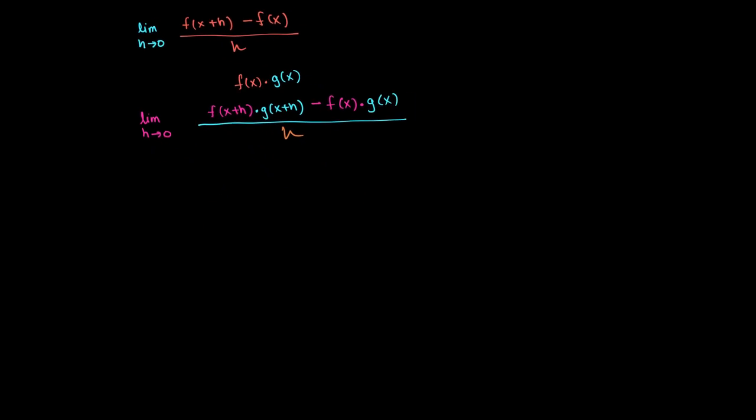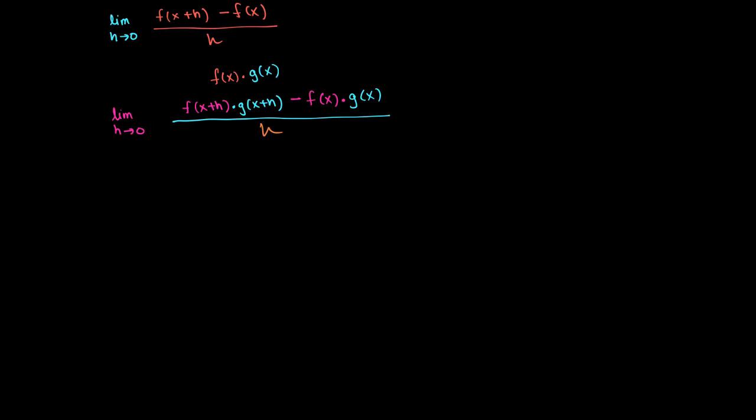But now what we are going to do is we are going to try to rearrange this thing and try to express it in a different way. So let's try to write this whole expression in a different way. Now let's take the limit again. Limit as h approaches 0 for the function f of x plus h times g of x plus h.